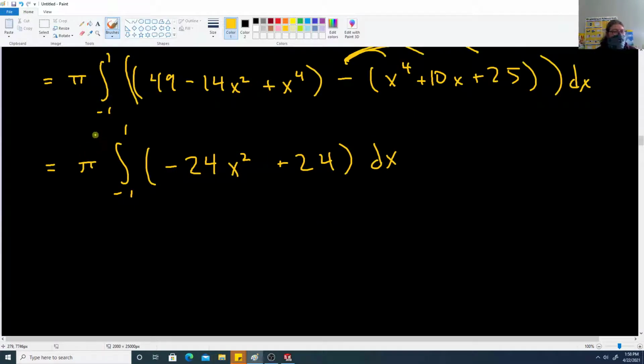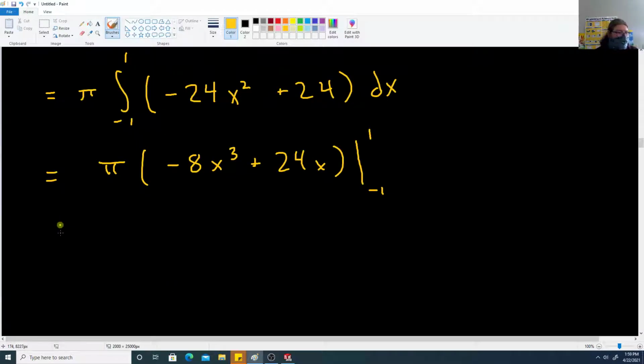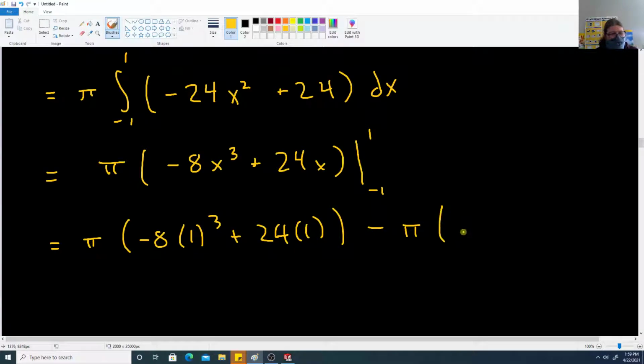Okay. So here we're ready to take our antiderivative. We have pi. X squared will integrate and become 1/3 x cubed. 1/3 of 24 is 8, so we get negative 8x cubed. Plus the 24, we just put an x after it. And that's going to be integrated from negative 1 up to 1. So I use Fundamental Theorem of Calculus Part 1. This will be pi times negative 8 times 1 cubed plus 24 times 1, minus pi times negative 8 times negative 1 cubed plus 24 times negative 1.